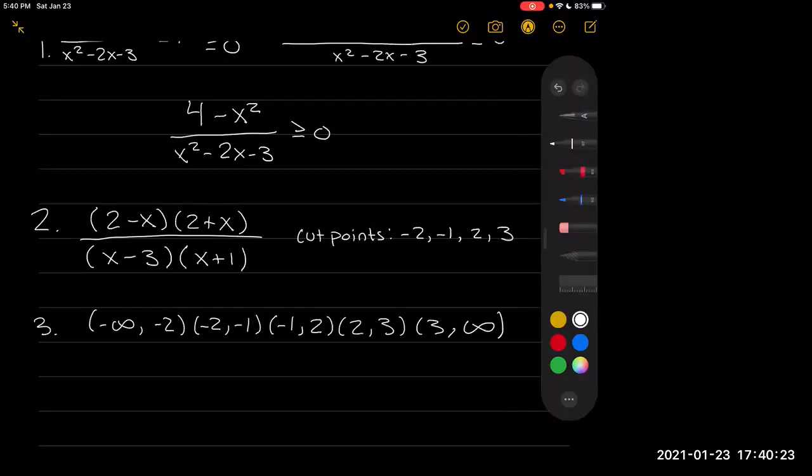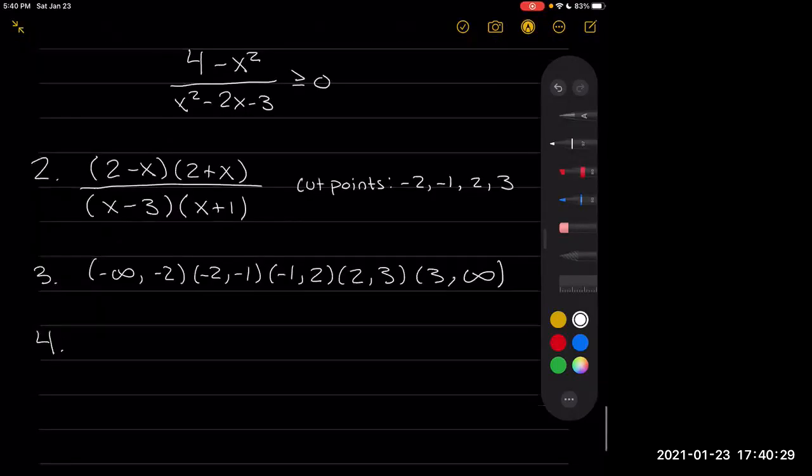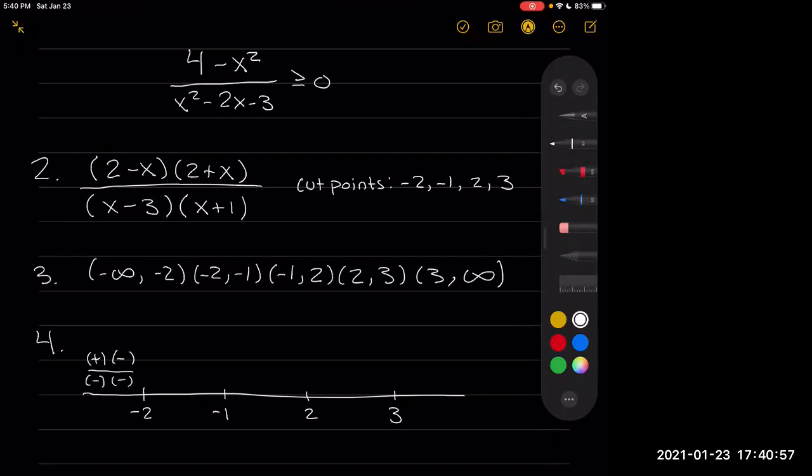All right, moving on to our diagram. It's going to be a similar thing where we have our number line, say -2, -1, 2, and 3. So here, if we take a number smaller than -2, like -3, we will see that we will get a positive value, then a negative, and a negative. So overall, this means that since we have an odd number of negatives, the whole thing is negative.